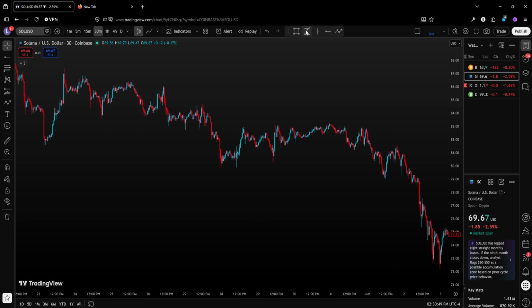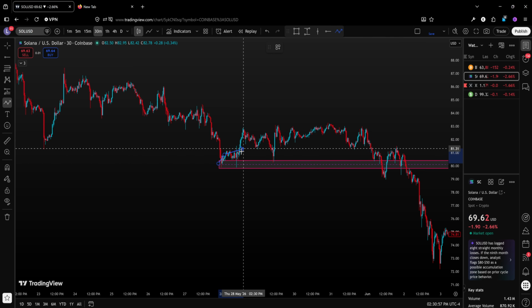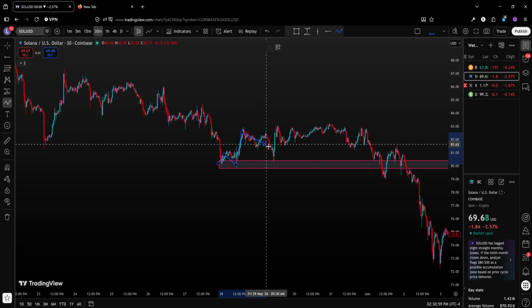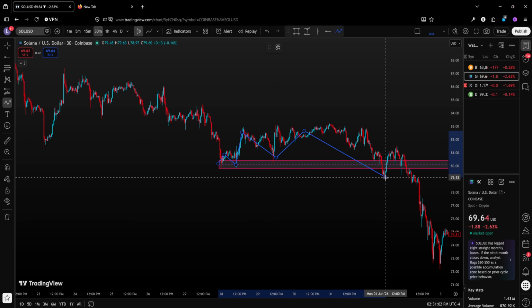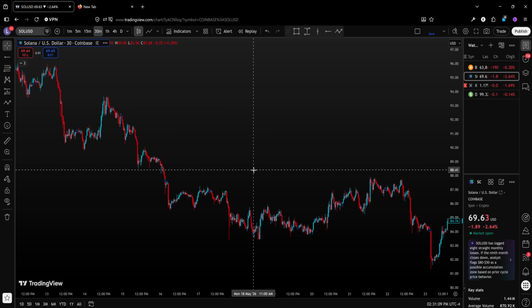We have another example right here on the 30-minute. Support price. Boom. This is where it starts. Taps into it, bounces from off of it. Taps into it, bounces from off of it. Finally gets a break below it. Simple as that. Support. Let's find some more examples.